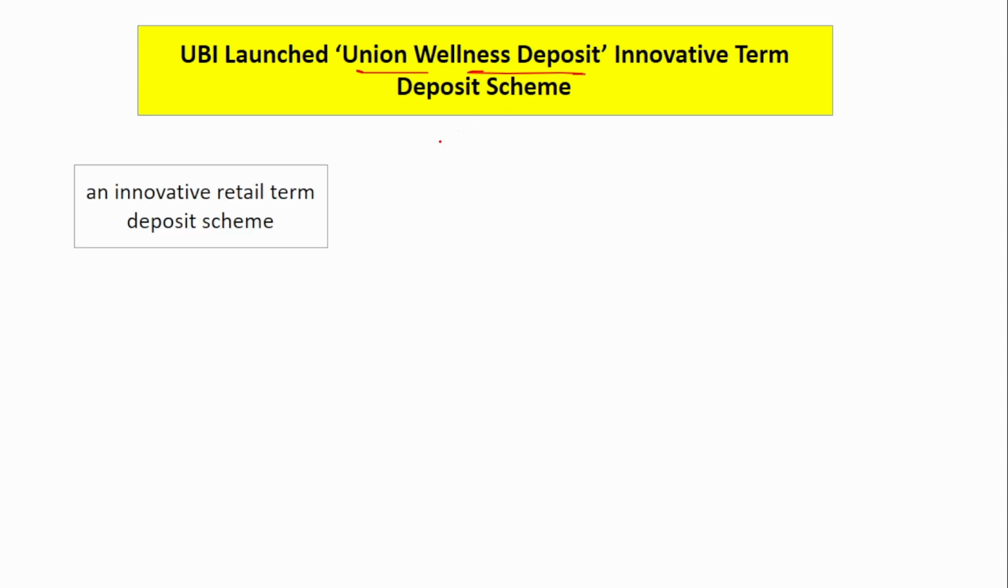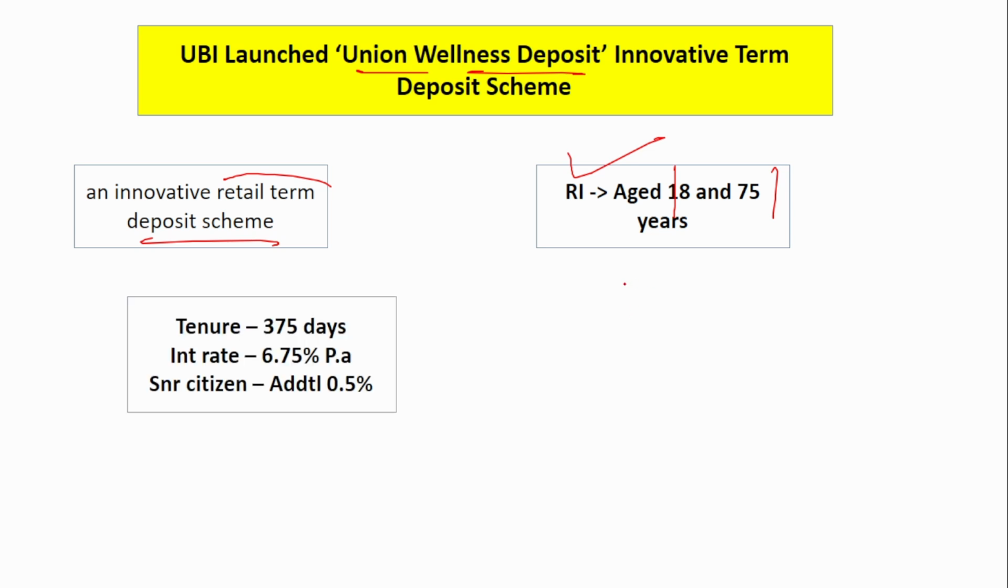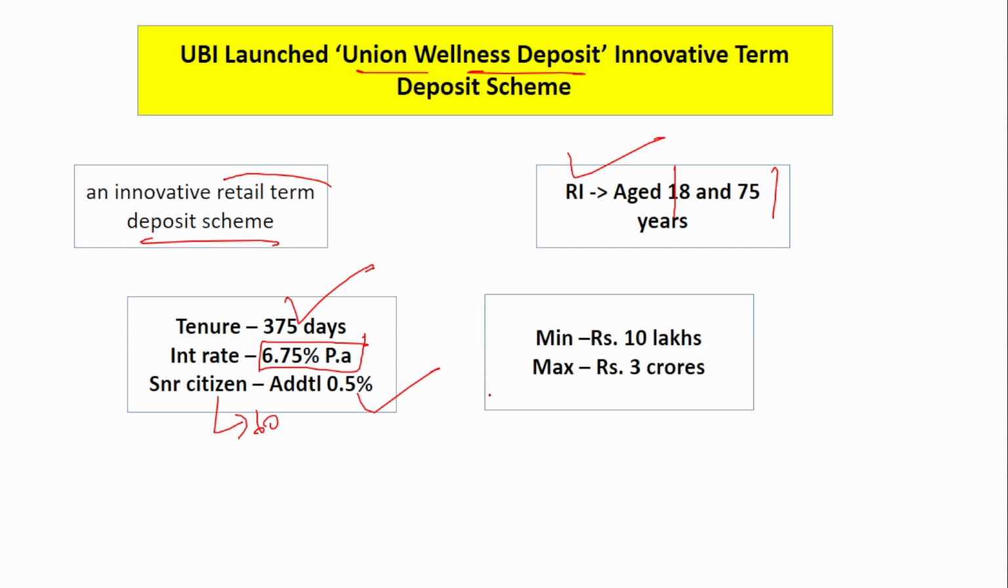Next, UBI has launched a product called Union Wellness Deposit. This is a retail deposit scheme for resident individuals aged between 18 and 75 years. Anyone aged between 18 and 75 can open this deposit scheme. The tenure is 375 days. The interest rate offered is 6.75%, and senior citizens, that is people aged more than 60 years, will get an additional 0.5% in the interest rate.